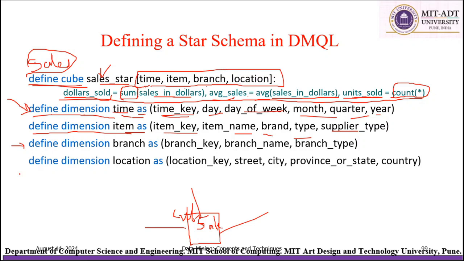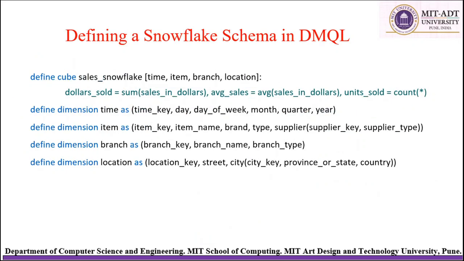Got it? So for branch we'll put the primary key, the branch key, and its attributes, branch name and type. Same for the location. We have location key and the other attributes of the location dimension. We are defining this particular schema that is given as an example. So likewise you can have any database example and you can define the cube computation on it.